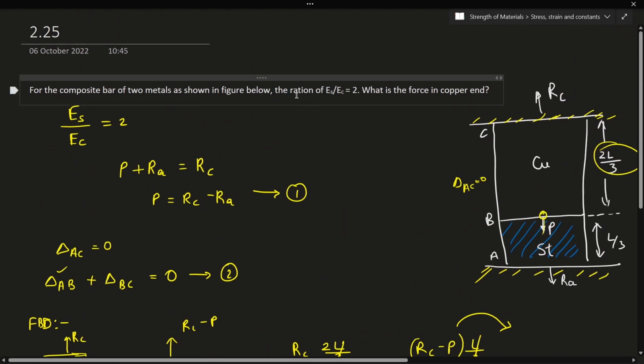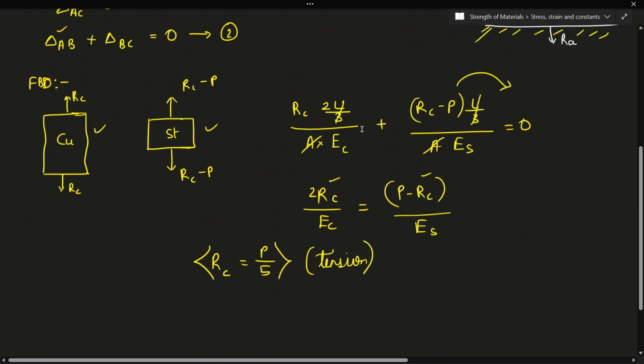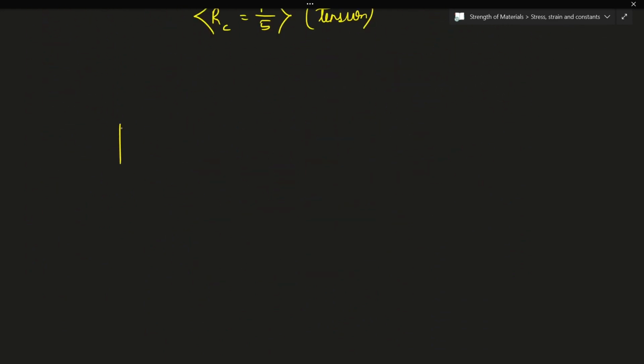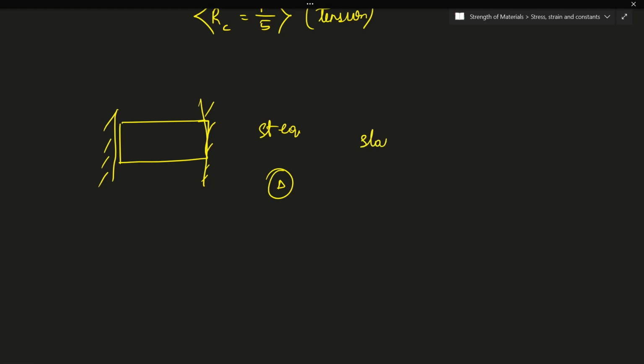Note that in these kinds of problems, wherein the ends of the material are restricted from moving, the static equations alone are not sufficient. So what do we have to do? We'll also have to use the delta equations. These kinds of problems are called statically indeterminate structures.